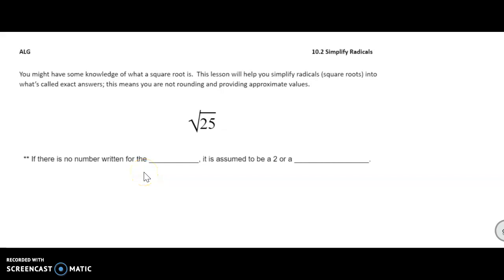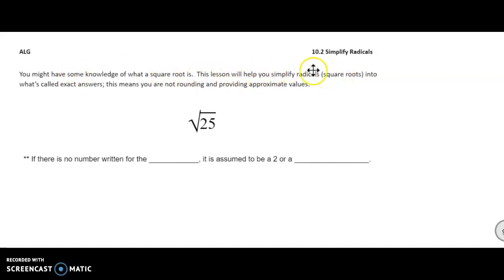Hello everyone and welcome to the lesson for 10.2, Simplifying Radicals. We're going to jump into chapter 10. You may have heard of what radicals are, or square roots, but we're going to delve a little bit deeper into how to simplify square roots.